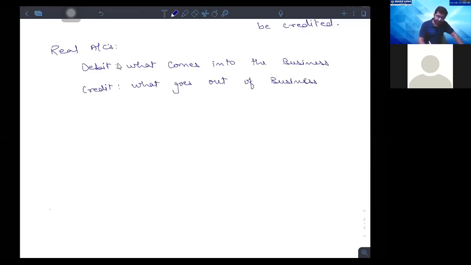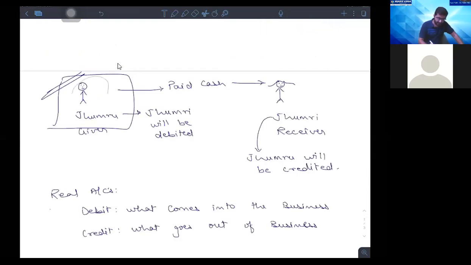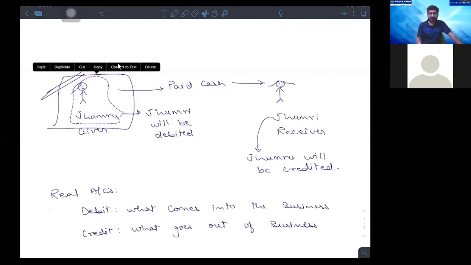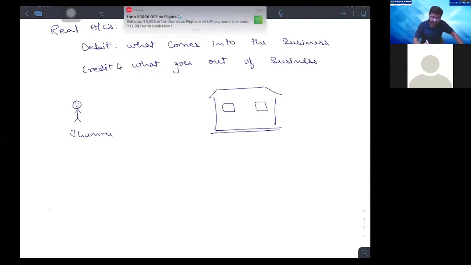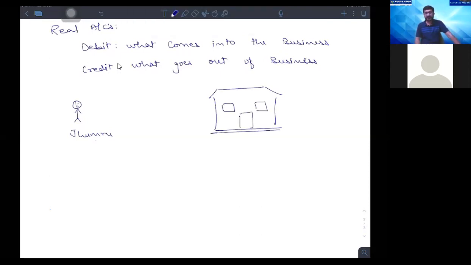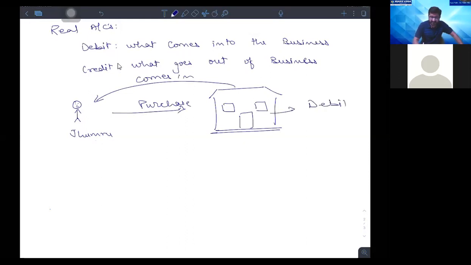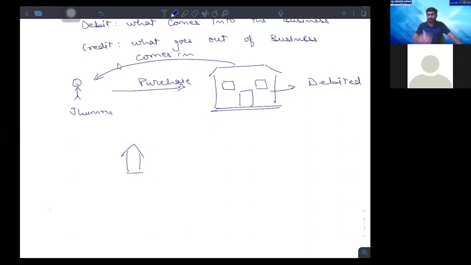Again, we'll take the example of Jhumru. Let's say there is this fellow called Jhumru, right? अब मान लो झुमरू भाई साहब ने एक घर खरीदा. तो झुमरू भाई साहब गाना गा रहे थे, तेरे घर के सामने एक बंगला बनाऊंगा, or something like that. Well, so Jhumru purchased this property. In that case, the property comes in. Therefore, property will be debited. Is it right?